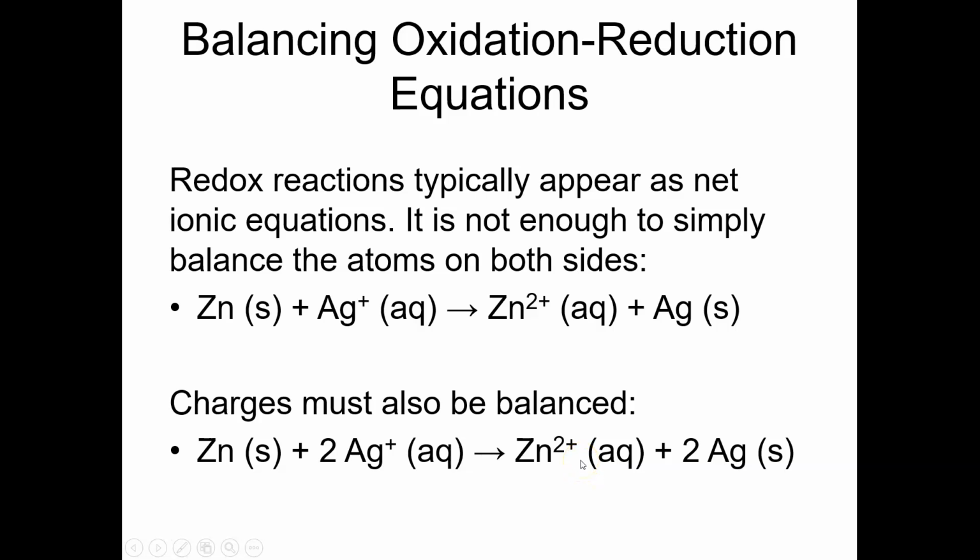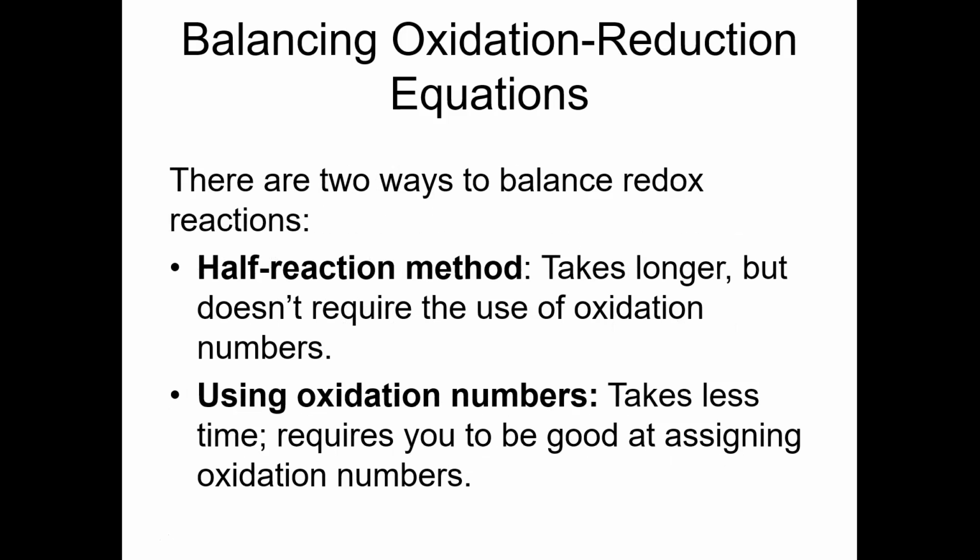So things like this one are fairly easy to do just by inspection, but you'll get more complicated redox equations that you have to balance, and they're not as easy to do. And so there are a couple systematic ways to do this. One is what your book teaches you, which is called the half reaction method. And so we're going to go through this in just a moment.